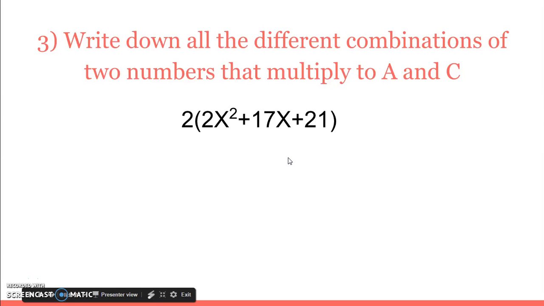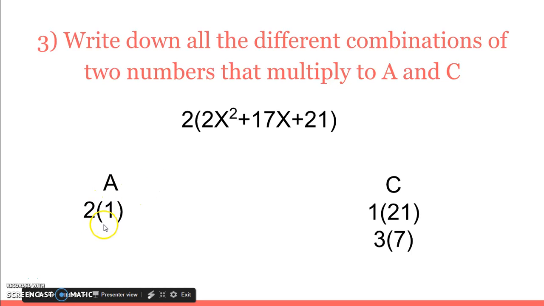The next thing is we want to write down all of the different combinations of multiples to give us 2 and 21, or our a and c. So for a, it ended up just being 2 and 1, and for c we had 1 and 21, or 3 and 7.